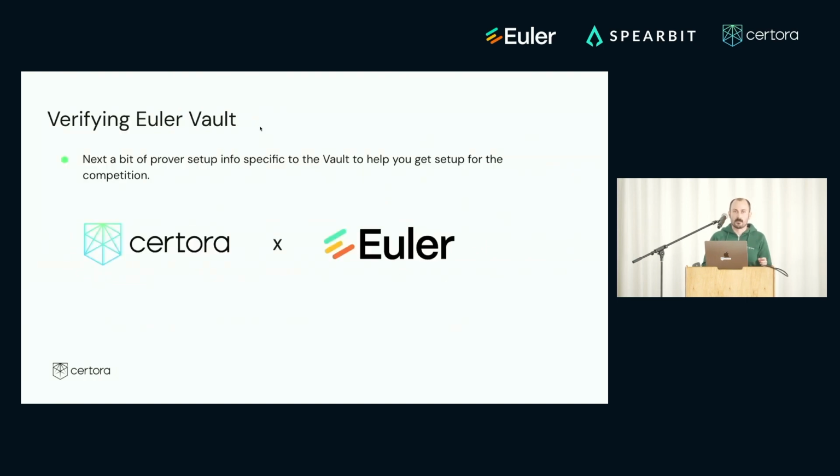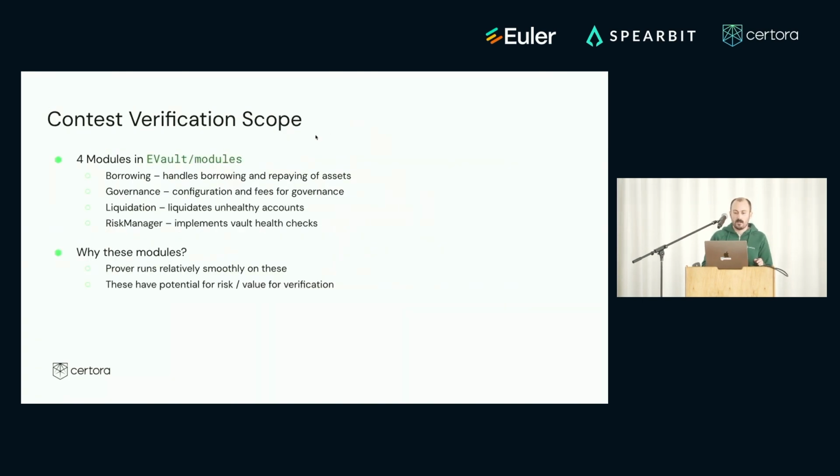So that's it for the portion that's going over the Certora prover. Next, I'll talk about the setup for Euler in a bit more detail. So the scope for verification is the following modules: borrowing, which handles borrowing and repaying of assets; governance, which allows the governor to configure fees and other properties; liquidation, which handles liquidation of unhealthy accounts; and the risk manager, which handles vault and account status checks.